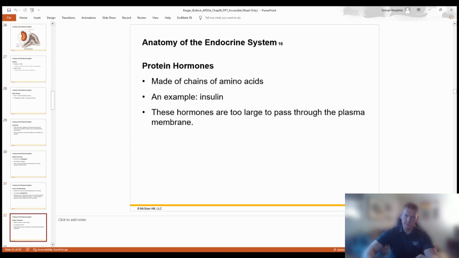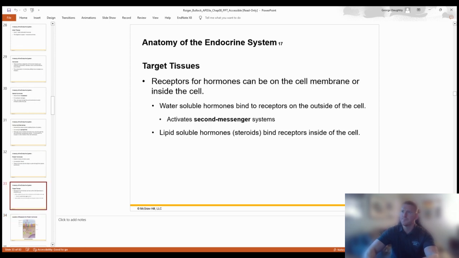Okay. We also have protein hormones. They are not derived from amino acids specifically. They are derived from chains of amino acids, meaning several amino acids put together. What are amino acids put together called? Proteins. And then that protein can be converted into a hormone. What is the primary protein hormone that we have? That is insulin, and these hormones are too large to pass through the plasma membrane. So once again, they need a specialized enzyme or receptor in order to take action on the target tissue.